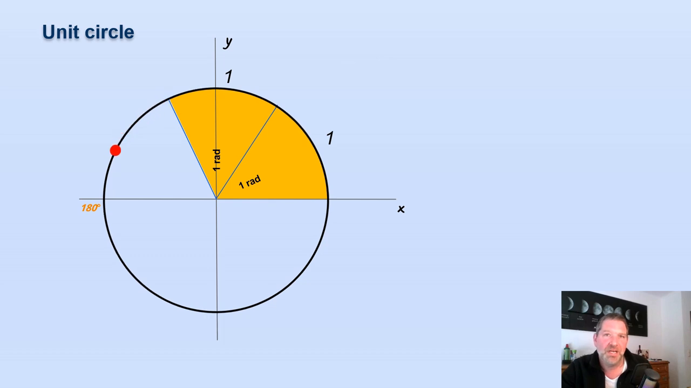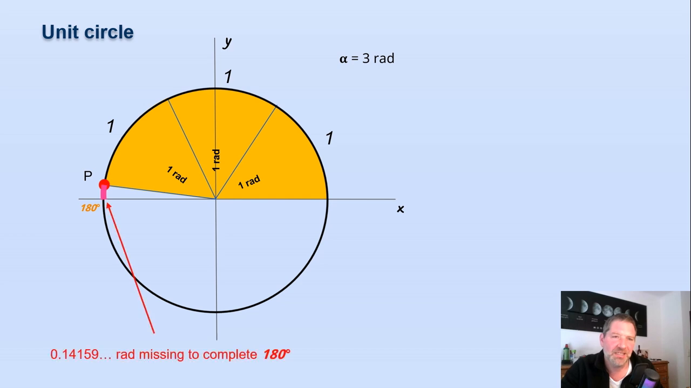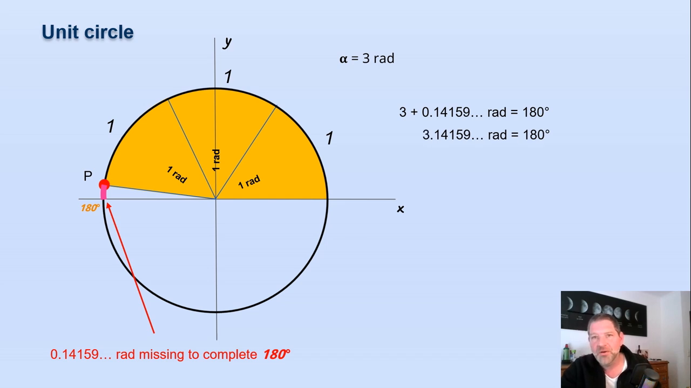Again, we're going 1 radian further and we're almost half circle, but not quite. The angle is now 3 radians. But there is a small fraction left here, and this fraction is 0.14159. This is how many radians are missing to complete the full 180 degrees. So if we have this 3 plus this tiny fraction, then we would have the 180 degrees. Or put it like one number, 3.14159, and so on radians is 180 degrees.